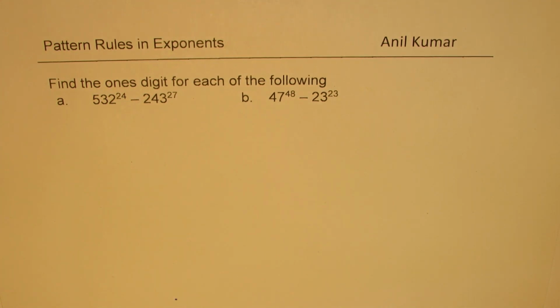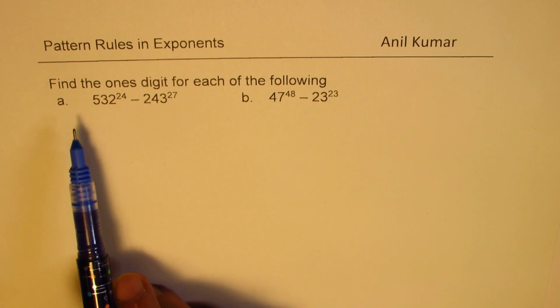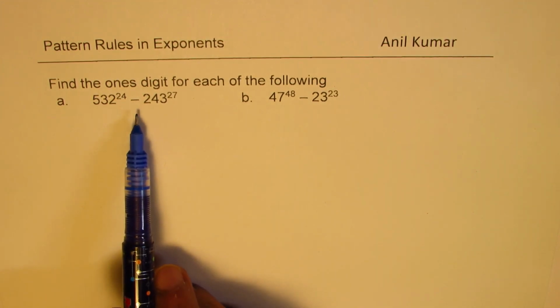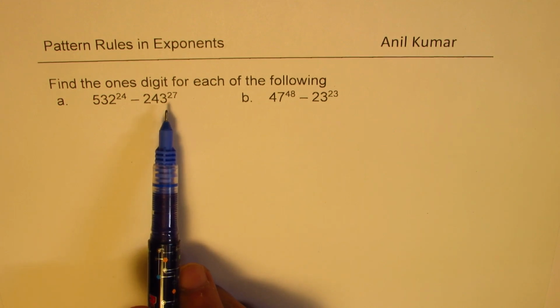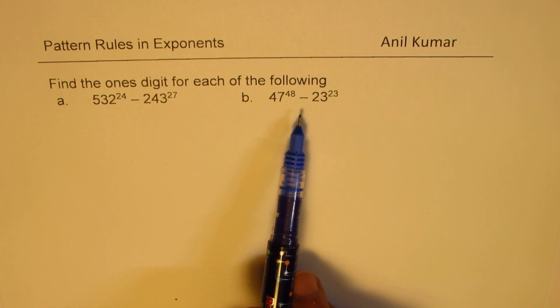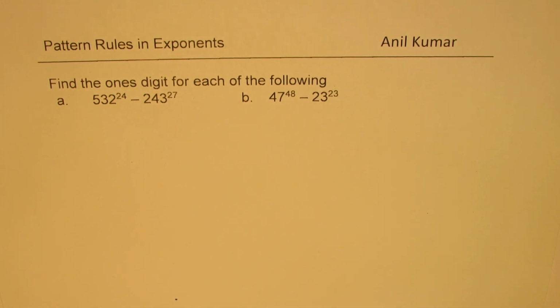We'll learn a strategy to solve this particular question, which is based on pattern rules for exponents. Find ones digit for each of the following. A. 532 to the power of 24 minus 243 to the power of 27. And B is 47 to the power of 48 minus 23 to the power of 23. You can always pause the video, answer the question, and then look into my suggestions.